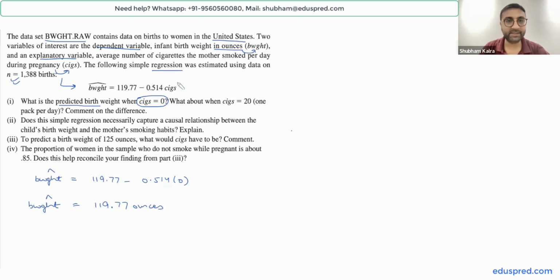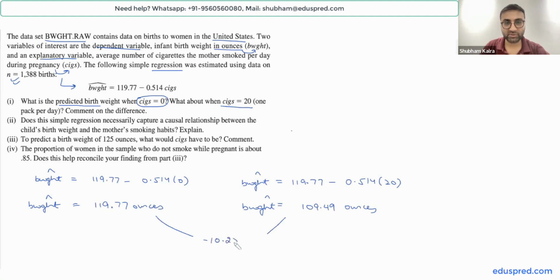Okay. In the next part, they are asking us what about when CIGS is equal to 20. So for this part, all we have to do is in the equation of the line of best fit, instead of CIGS, we have to substitute 20. And in this case, the predicted birth weight will come out to be 109.49 ounces. So if we take a look at the difference, it is going to be minus 10.28 ounces. So when you're going from here to here, the predicted birth weight is going down by 10.28 ounces. That's why it's a negative number, because it's going down.